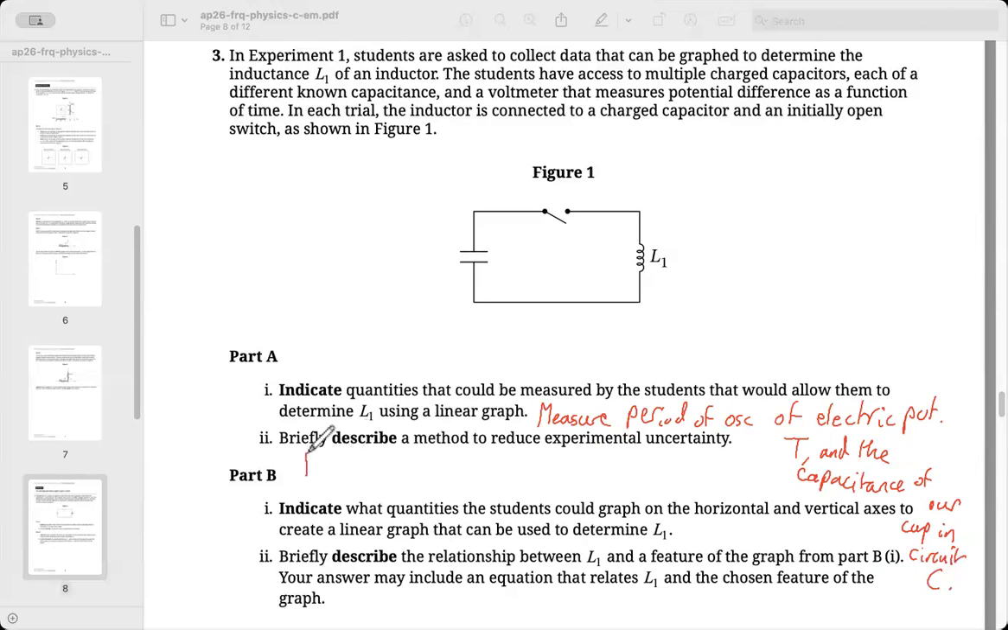All right, describe a method. Repeat multiple trials. We'll say, not 6 or 7 times this time, 2 to 3 times with the same capacitor, and find the average of the period of oscillation for each capacitor before swapping to a different capacitor.